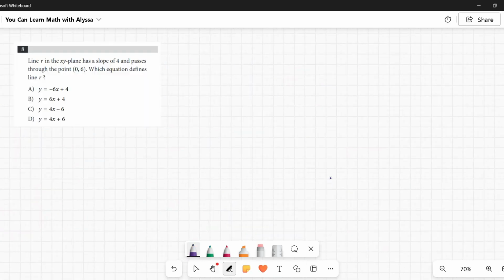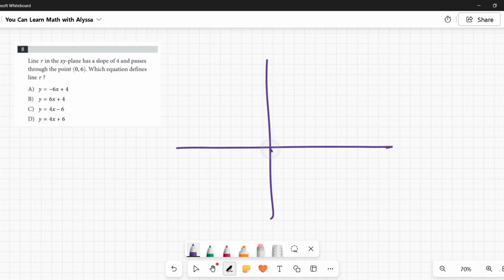Number 8. Line R in the xy plane has a slope of 4 and passes through the point (0, 6). Which equation defines line R? Okay, so if you want to visualize this, we have a line. It passes through the point (0, 6): 1, 2, 3, 4, 5, 6, and it has a slope of 4. Now, I'm not drawing this to scale. I'm just giving you the general idea; it's going to be steeper than that, actually. Which equation defines line R?